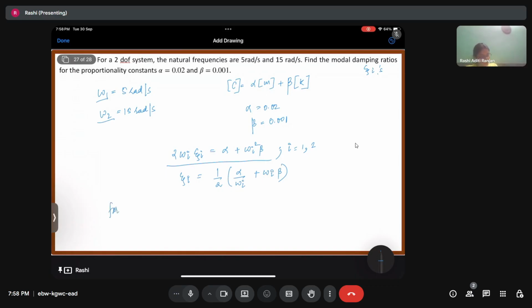So for omega 1, which is 5 radians per second, we have eta 1 as 1 by 2 into (0.02 divided by 5 plus 5 into 0.001). This is going to be 1 by 2 into (0.004 plus 0.005), which is 0.009 by 2, which is 0.0045. This is the damping ratio.